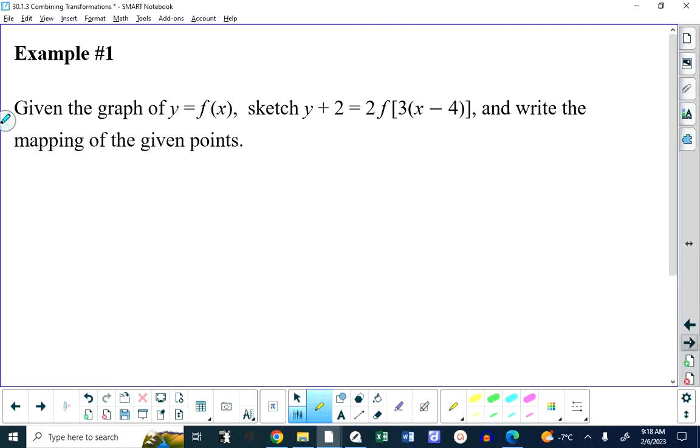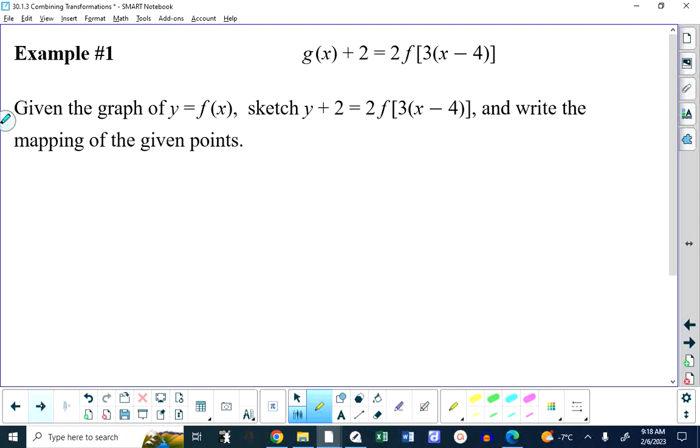We're given a function y equals f of x, and it's transformed into y plus 2 equals 2 f of 3 bracket x minus 4. Write the mapping of the given points and also sketch it. The thing I want you to understand, first of all, is that rather than saying y plus 2, it could appear on an exam as g of x plus 2.